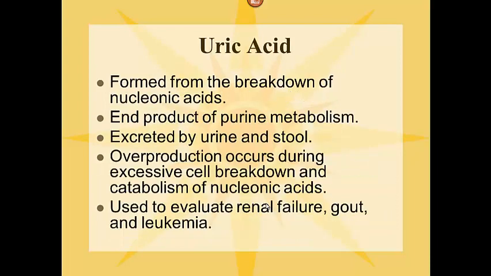Uric acid is formed from the breakdown of nucleic acid, and is the end byproduct of purine metabolism. And remember, any type of overproduction occurs due to excessive cell breakdown and catabolism of nucleic acid. And this is highly prevalent in gout, renal failure, post-renal causes, and leukemia.